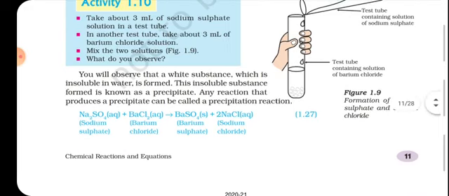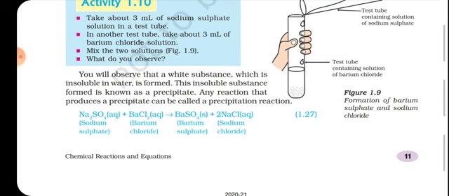You will observe that a white substance which is insoluble in water is formed. See students, you also know that the insoluble substance formed is also known as precipitate. The substance which is not soluble in water is known as insoluble substance, and that is known as precipitate. Any reaction that produces a precipitate is also known as precipitation reaction.